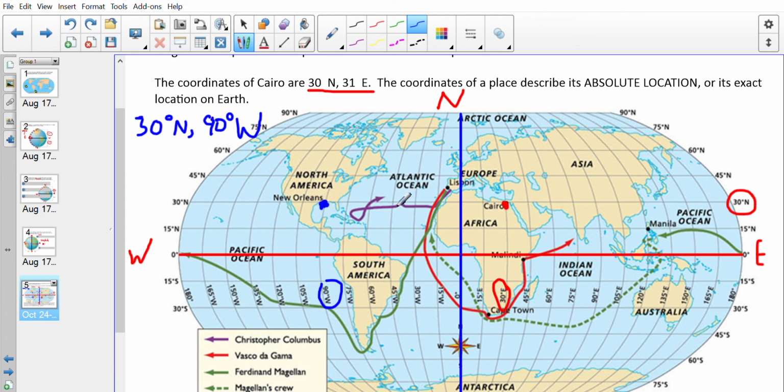Let's look at somewhere in the southern hemisphere. Let's say we wanted to find the coordinates of a city or town in Australia. Let's mark that with green. Okay, so I would use my map and the lines to find the coordinates of this city in Australia. So I'd start by finding my north and south lines, and it's below the equator this time, so it's in the southern hemisphere, and I see that it's 30 degrees south.